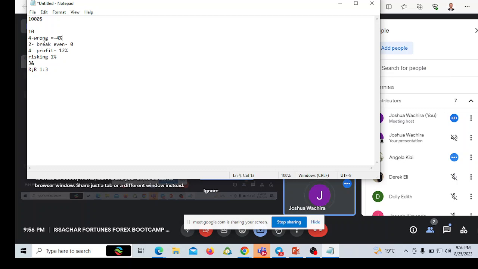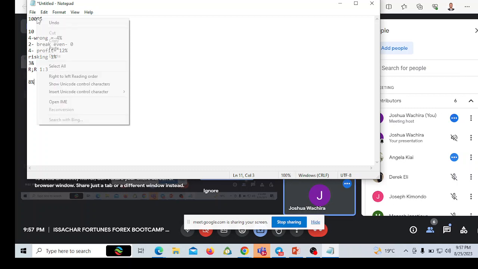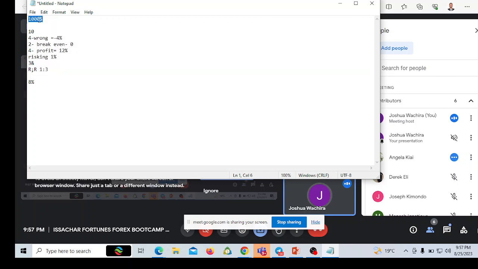Even if we were wrong 6 times, okay, let's just do this. So it's 12 minus 4. Okay? So our account is up by 8%. So if this was our account, 8% of this is $80. So in a month or in a week, depending, at least you're guaranteed you will get this amount.